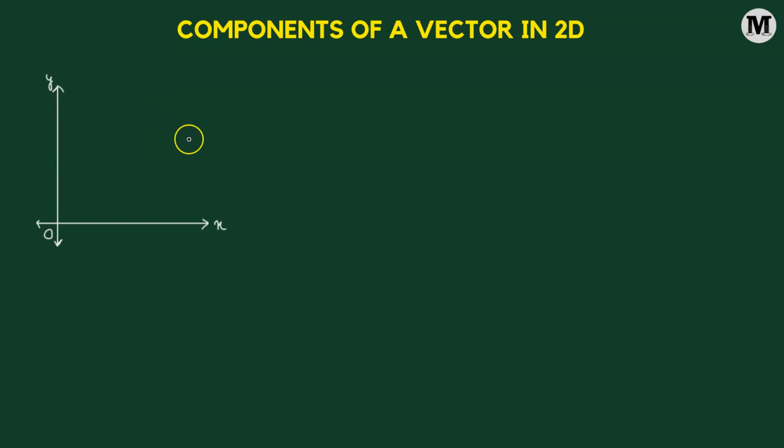Now let's discuss components of a vector in two dimensions. We'll consider first a point P. Let's say P is the point with coordinates x, y. Now with respect to the origin of this coordinate system, we're going to join point O and P with a directed line segment going from O to P.